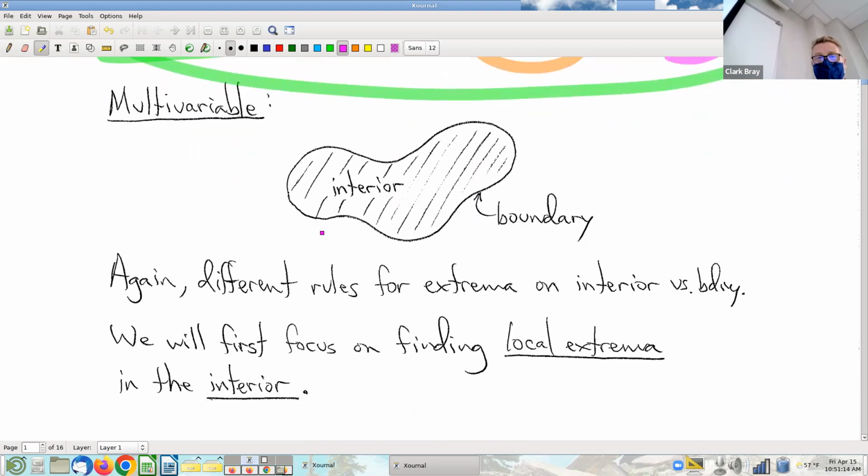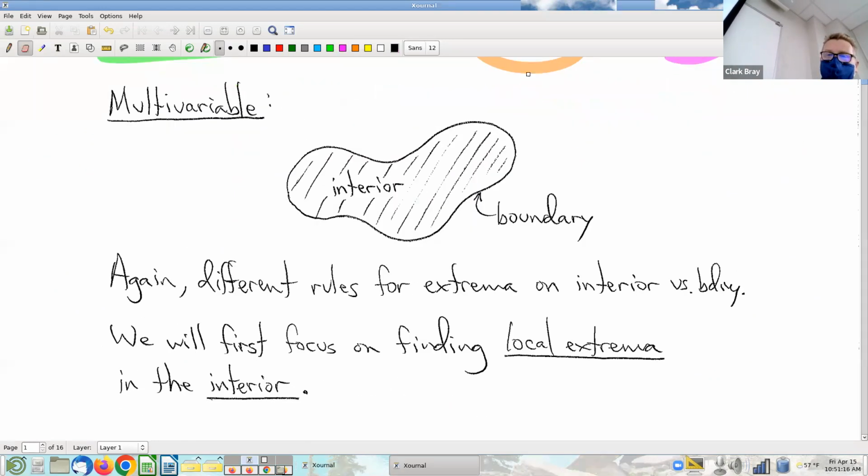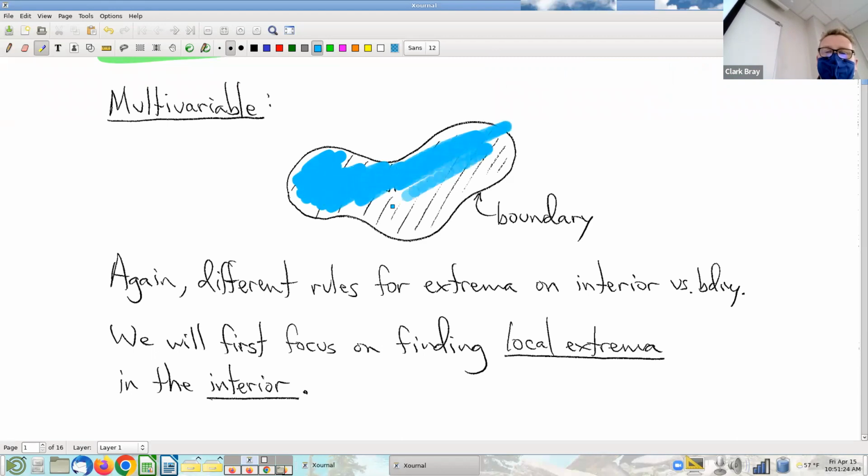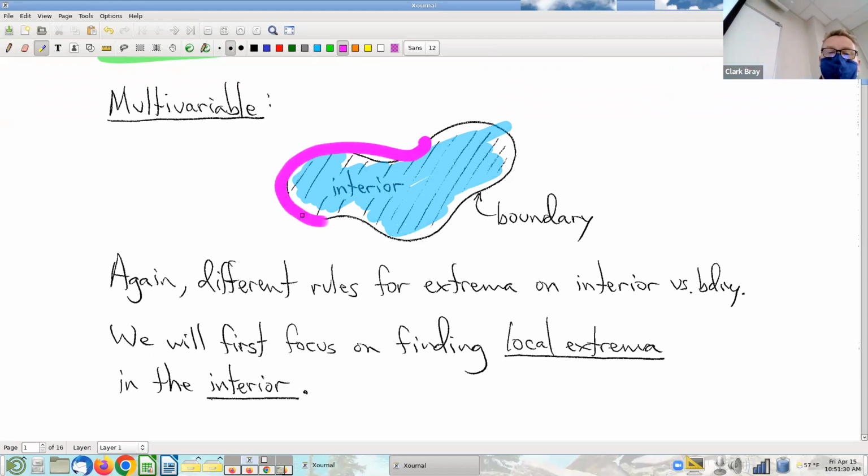Analogously, there are different rules for interior and boundary when you're in 2 or 3 dimensions as well. So here's a region that has an interior and it has a boundary. Again, we're going to have different rules. The rules on the interior are what we're going to talk about today.